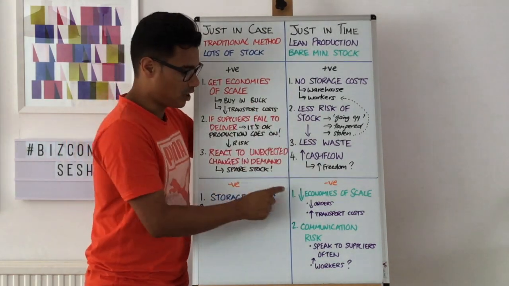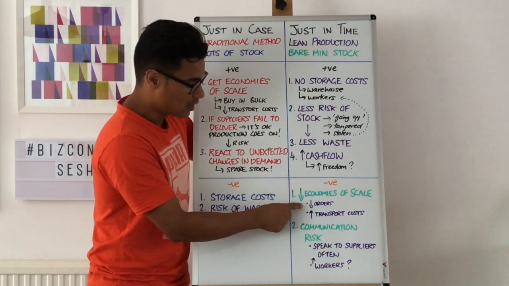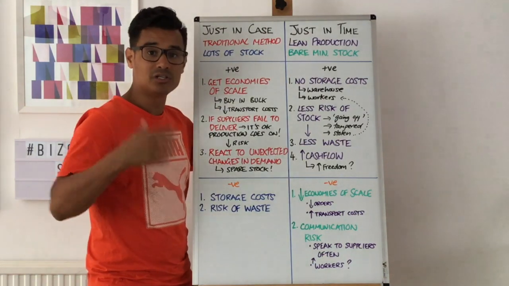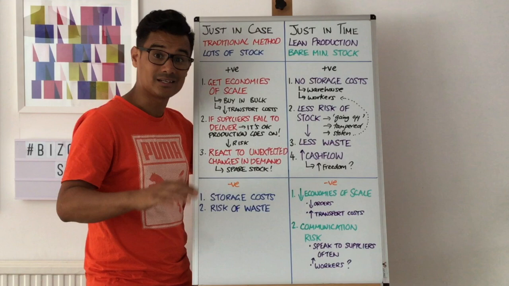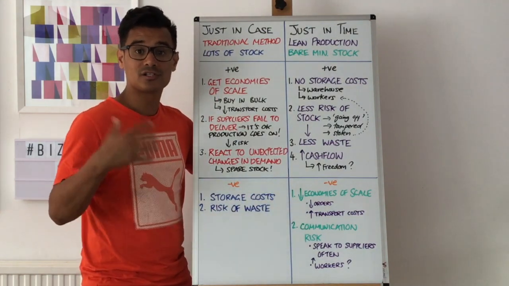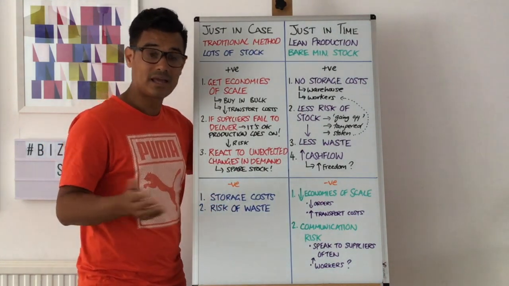Disadvantages of just in time. Well, number one is you're less likely to get those economies of scale, because you're having to make loads and loads and loads of orders and they're probably all going to be for small quantities, so your average cost is going to be higher. Also, you're going to have to pay more transport costs because every single day, for example, you're getting your deliveries in, you're going to have to pay for that.